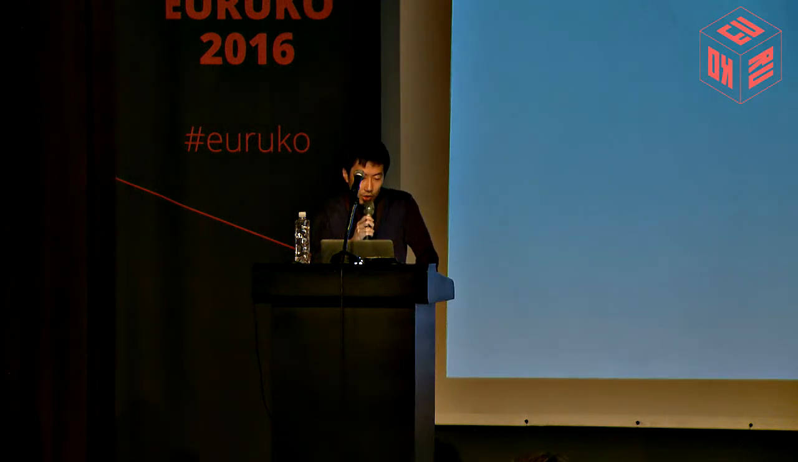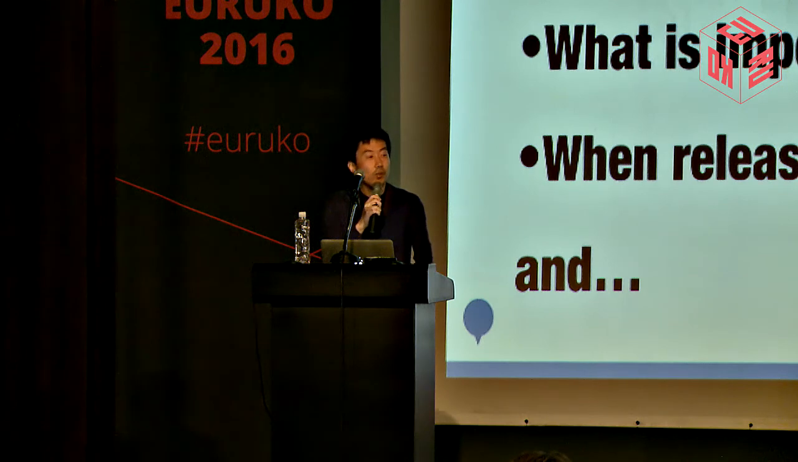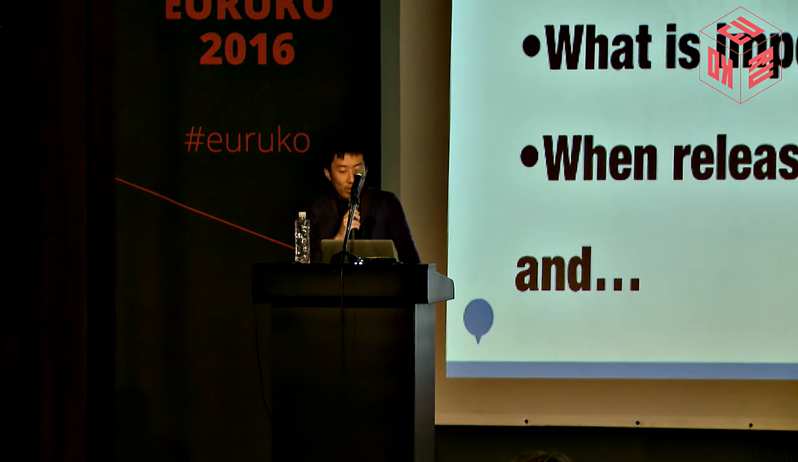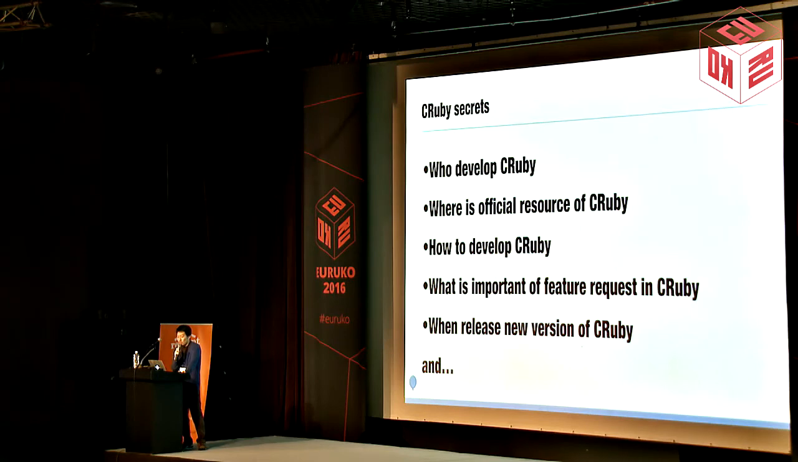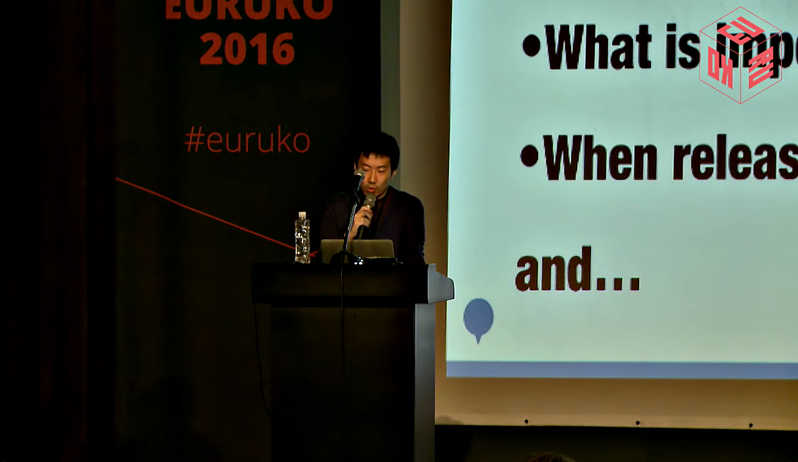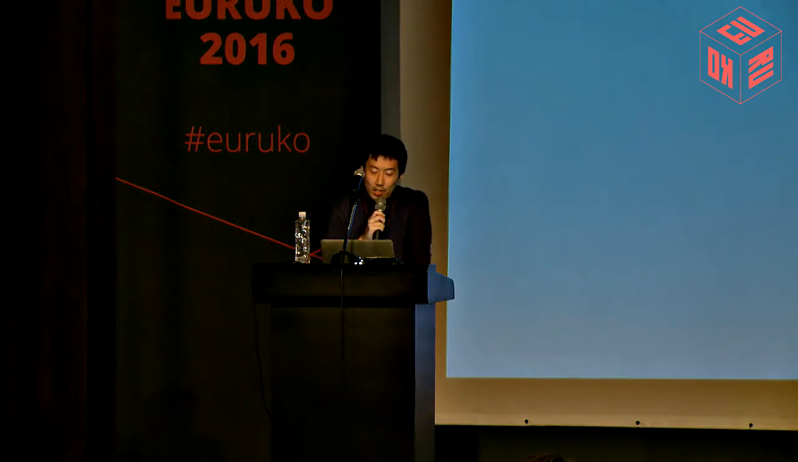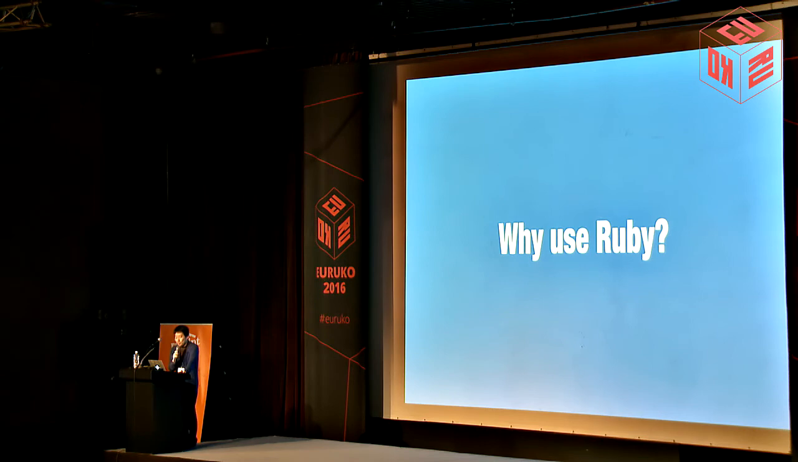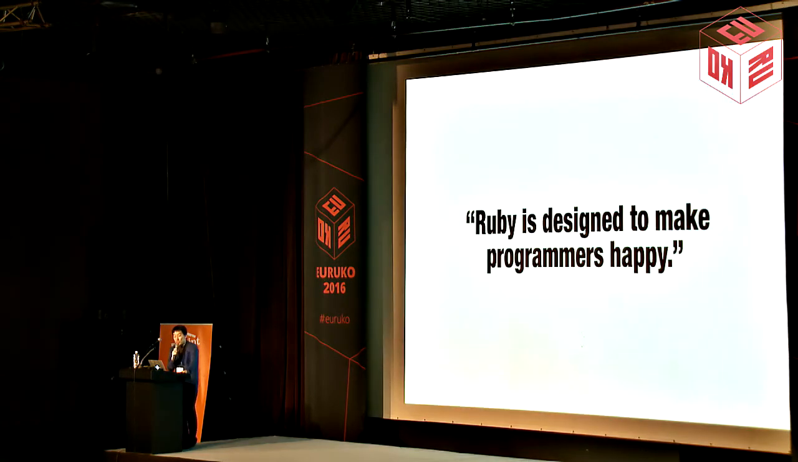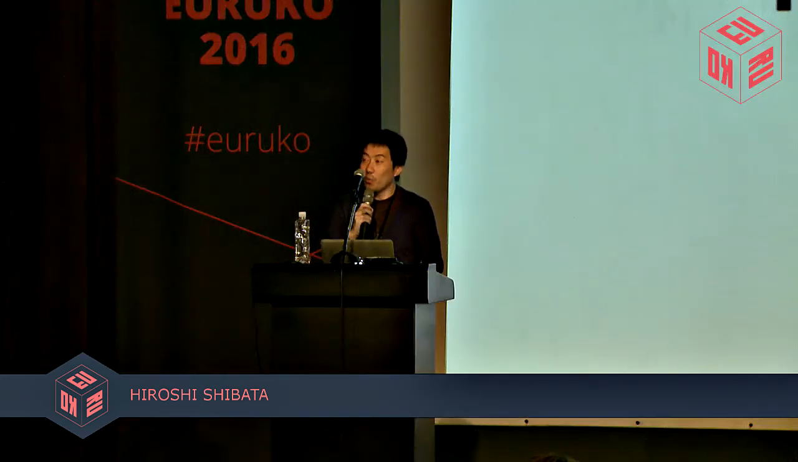Okay, so, conclusion. I described Ruby secrets from Japan. Who develops Ruby? Where are the official resources of Ruby? How to develop Ruby? What is important for feature requests in Ruby? And when do we release the new version of Ruby? I described these. And the final word is, I ask this question of you: why Ruby? Matz says Ruby is designed to make programmers happy. So I'm happy. I am happy to develop the Ruby language.